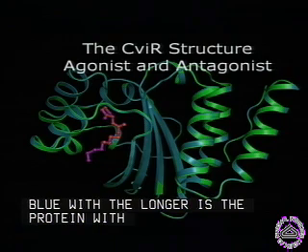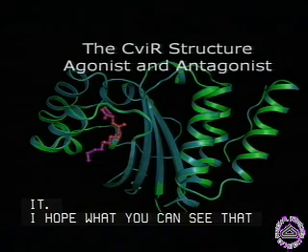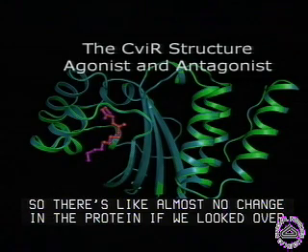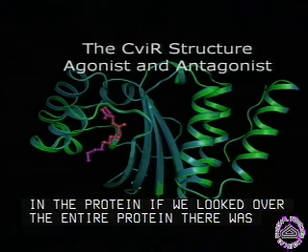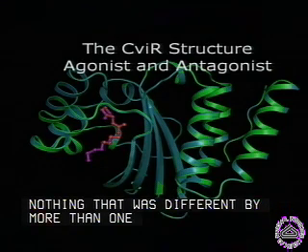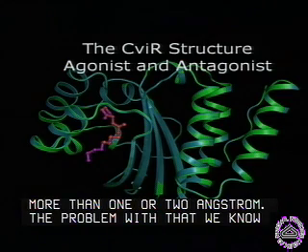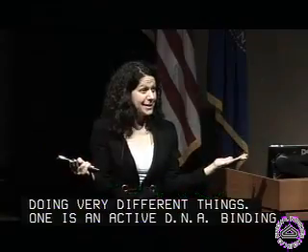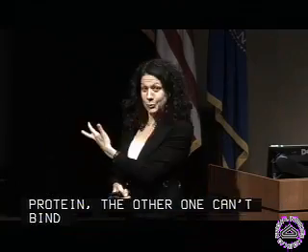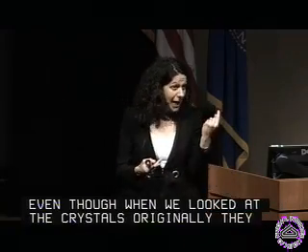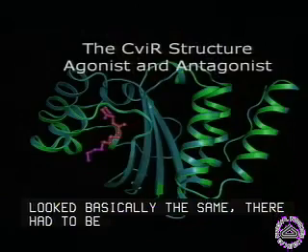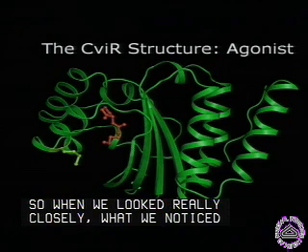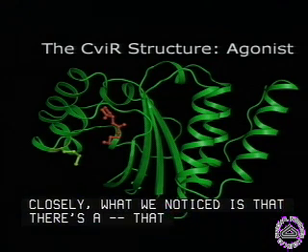And I hope what you can see is that these proteins look identical. So there's almost no change in the protein. If we looked over the entire protein, there was nothing that was different by more than 1 or 2 angstroms. And so the problem with that is that we know biologically these proteins are doing very different things. One is an active DNA binding protein, and the other one can't bind DNA. So even though when we looked at the crystals originally, they look basically the same, there had to be something different. And so when Lee looked really closely, what he noticed is that there's a methionine that sits at the bottom of the ligand binding site in the native protein.